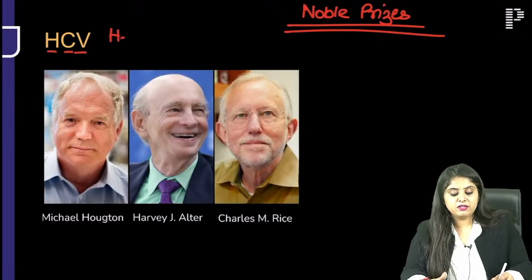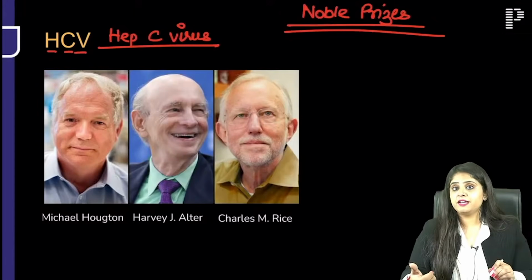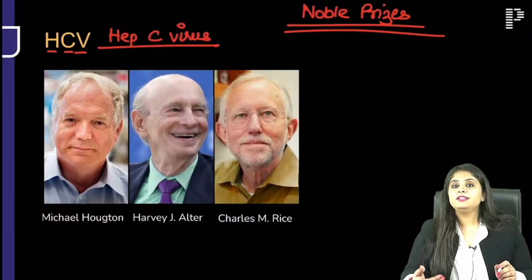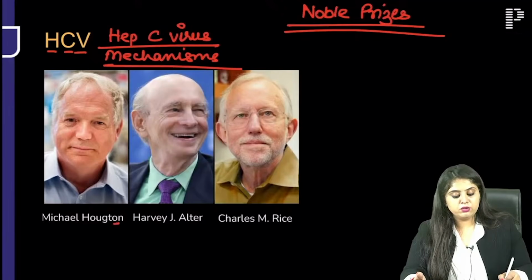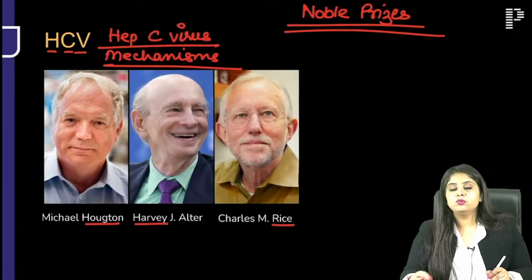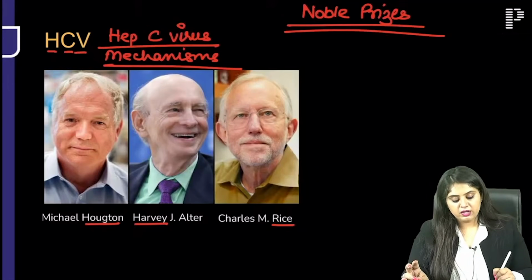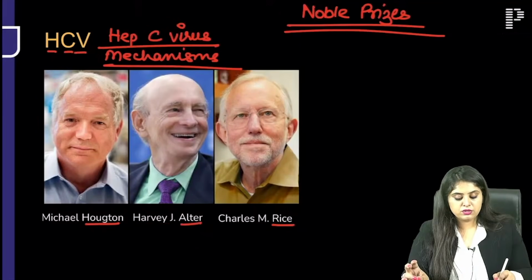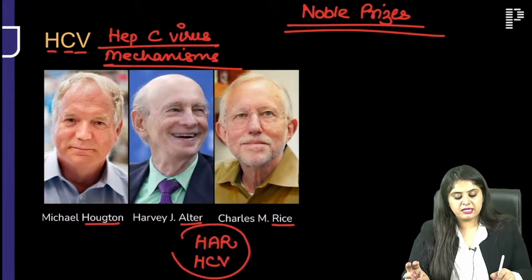Hepatitis C virus, has everyone heard of it? Now they are saying that hepatitis C virus is increasing a lot, not only in India but everywhere in the world. So who are the three scientists who have told us everything about the mechanisms of hepatitis C virus? These three scientists you have to know: Houghton, Harvey and Rice. You don't have to learn their full names. Don't worry, no one remembers them. No one will ask you. Houghton, Harvey and Rice, or how I had learnt it, another way, Houghton, Alter and Rice, had given you the mechanisms of hepatitis C virus.